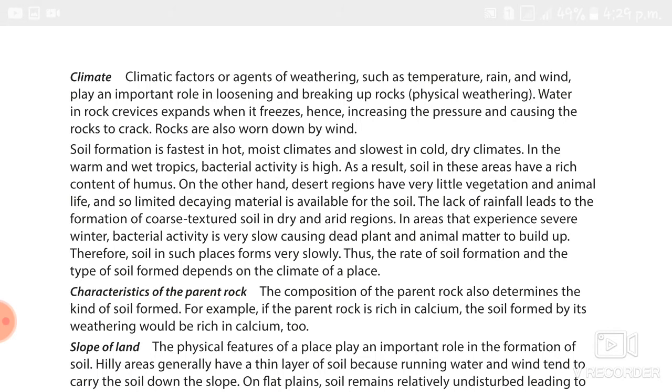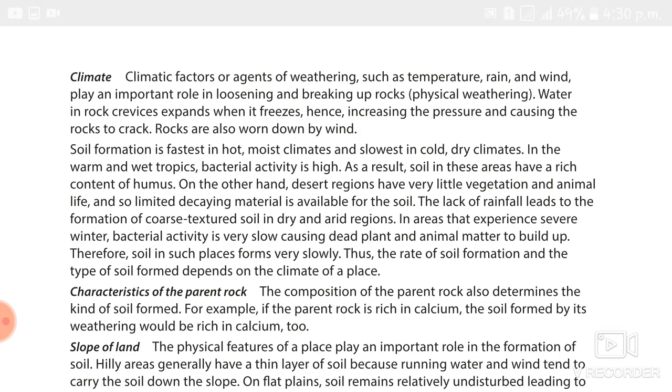And in places that experience severe winter, like the Arctic and Antarctic poles, the soil will be covered with snow. So the rocks won't have variation in climate, and the bacterial activity in these regions will be very slow. So the formation of soil will be very slow. Understand that? By these factors we can know that the rate of soil formation depends on the climate of a place.